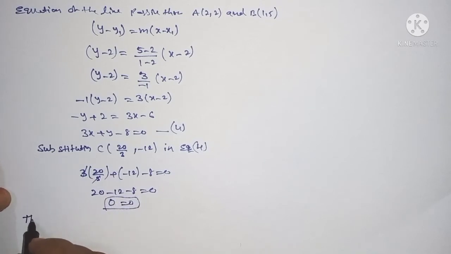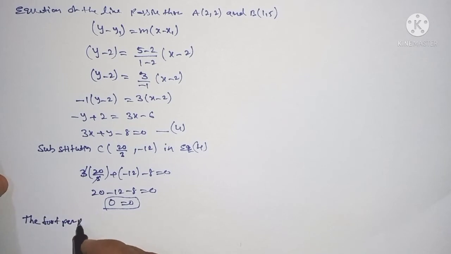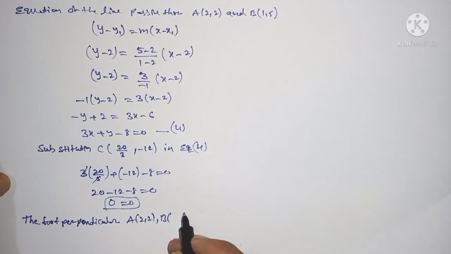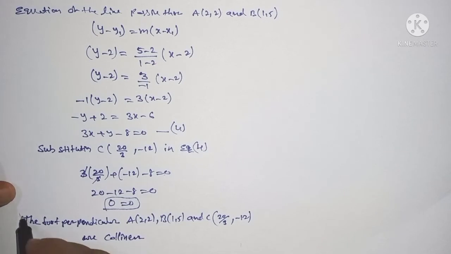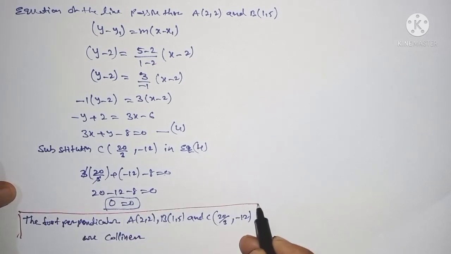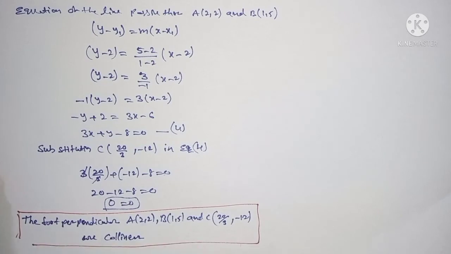Therefore, a of 2 comma 2, b of 1 comma 5 and c of 20 by 3 minus 12 are collinear. This is the end of the problem.